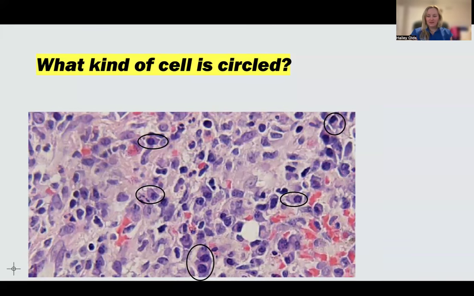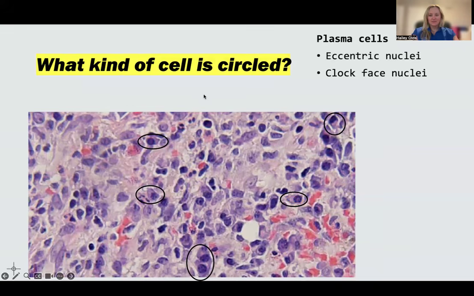What about these cells? Major things to note here is that the nucleus is really pushed to one side of the cell and the cytoplasm's on the other side. They call that eccentric nuclei. And some of the nuclei look like a clock face as well, especially that one that I just circled. So these are plasma cells.